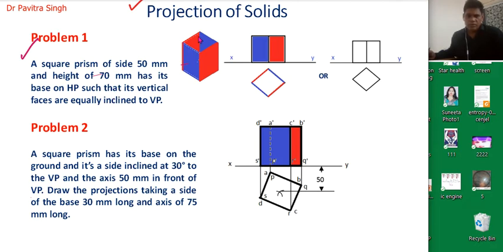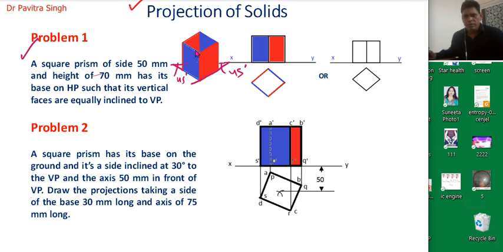So this three-dimensional object is kept on the horizontal plane simply in the vertical direction. So its axis is perpendicular to the horizontal plane, and this surface and this surface of the prism are making equal angles with the vertical plane. So actually this surface is making this angle of 45 degrees. Similarly, this surface is also making an angle of 45 degrees.